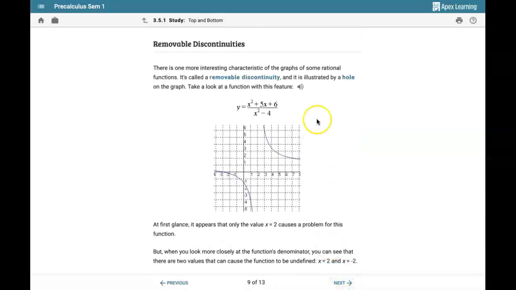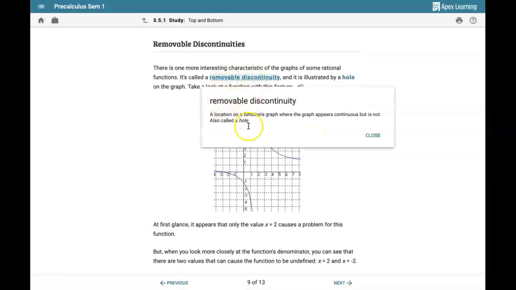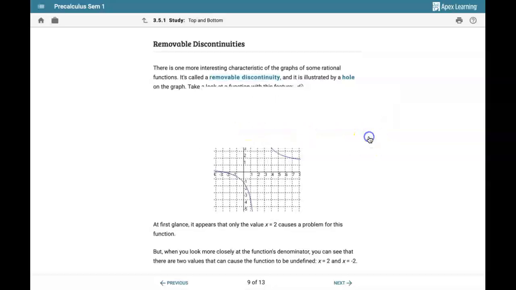And then there's one more interesting characteristic we need to take a look at, and it's called removable discontinuities. The definition they give us is a location in the function's graph where the graph appears to be continuous, but it's not. It's also called a hole. So it's going to be a point along this line where it's actually non-existent. Remember we talked about that on our number lines.